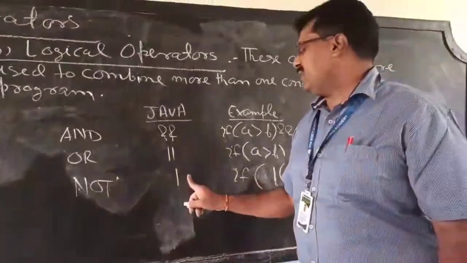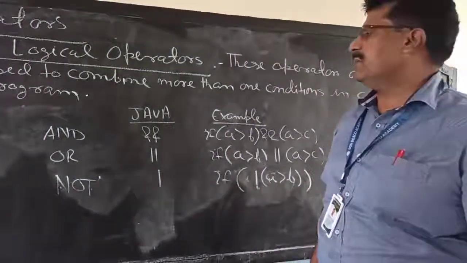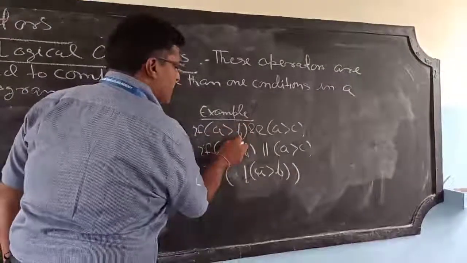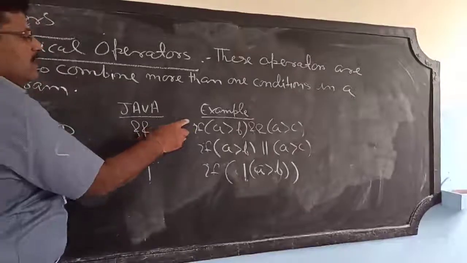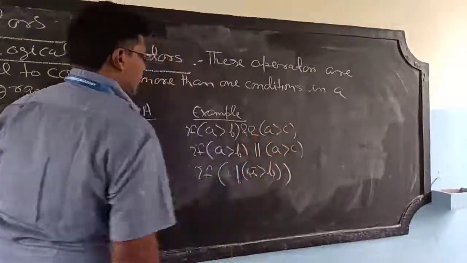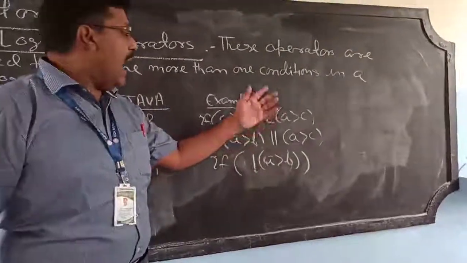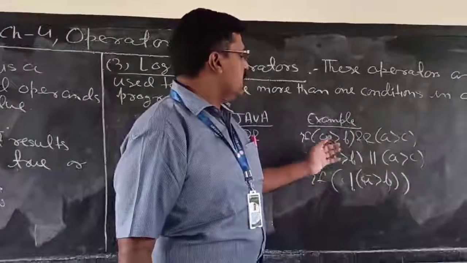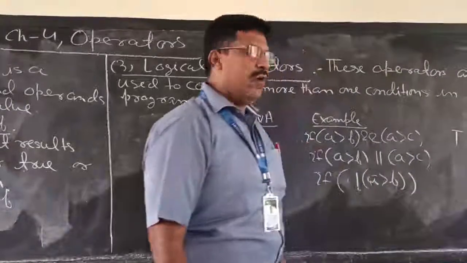And then this exclamation sign is called the NOT logical operator. So for example, if A greater than B and A greater than C, this is called the AND logical operator. If the value of A is greater than B and again the value of A is greater than C, then only the output will come true, otherwise the output will come false.